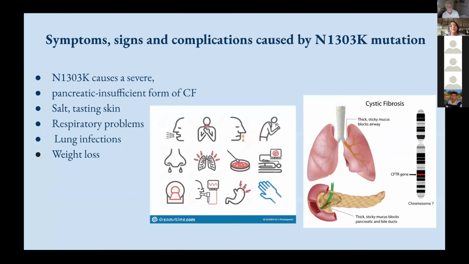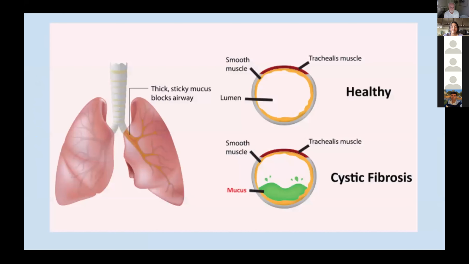So some symptoms, signs, and complications caused by N1303K mutations. Like I said before, this causes a severe form of cystic fibrosis with pancreatic insufficiency. Some other symptoms are salt-tasting skin, respiratory problems, lung infections, and weight loss. I'll make this picture a little bit bigger so you can see it better. This is a clear example of a healthy airway and then an airway with cystic fibrosis.